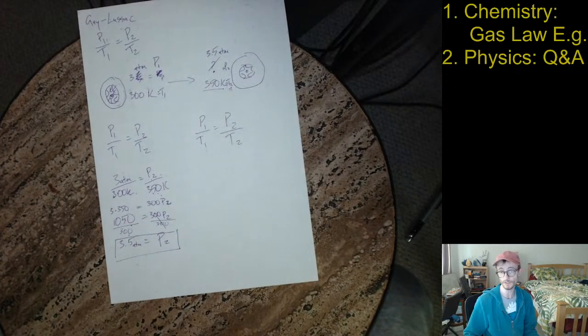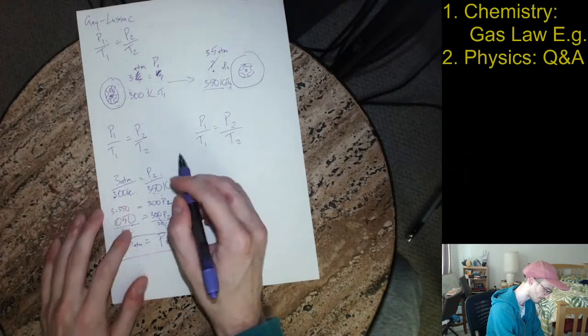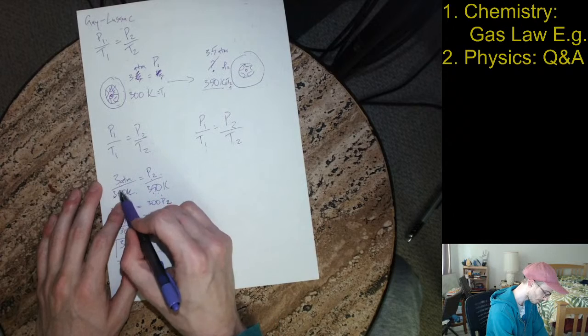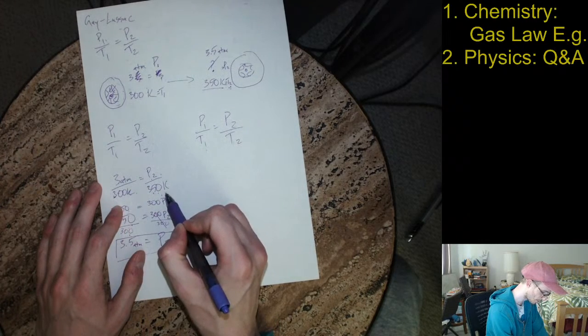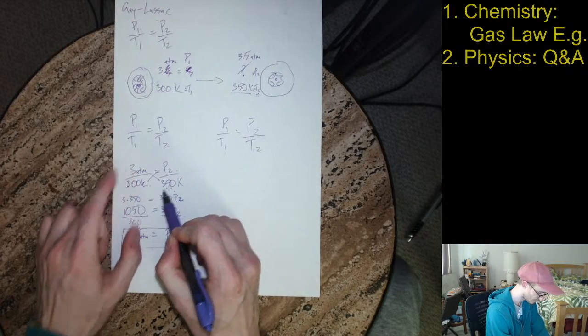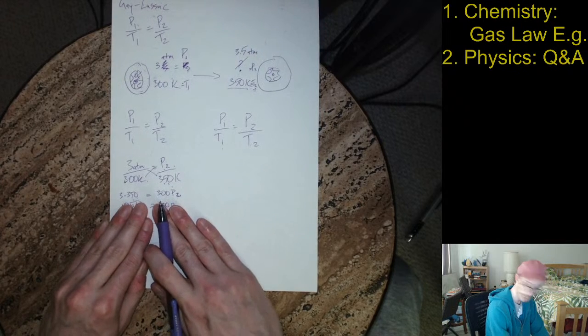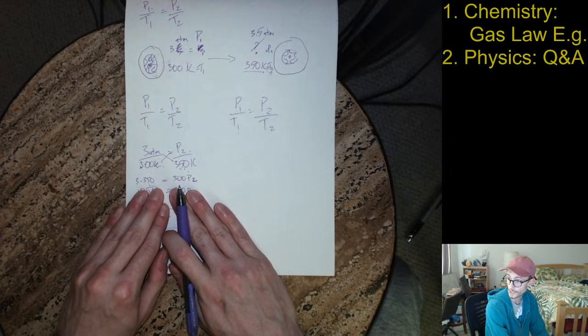The question I'm trying to solve is, what would be the pressure inside my tires at the end of the day, after I've been driving around? So I have 3 over 300, and this is P over 350. I'm going to have to cross multiply: 3 times 350 and 300 times P. This is just a classic cross multiplying situation.